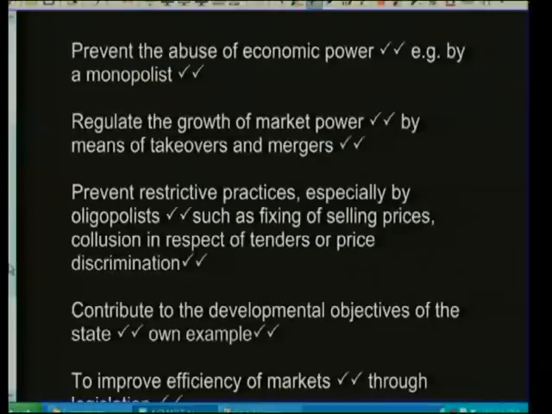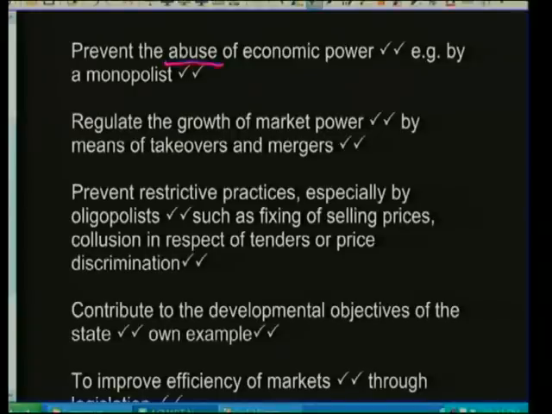And the reason why we have a competition policy is because sometimes competition can actually get out of hand and be harmful to both producers and to the consumers. The reason why we have it here is to prevent the abuse of economic power. In other words, sometimes you get a monopolist that abuses his power by charging such high prices that the people who need the product can actually not afford it.